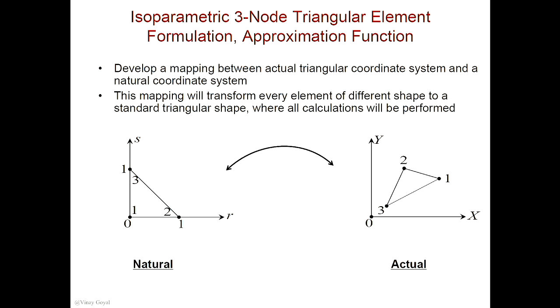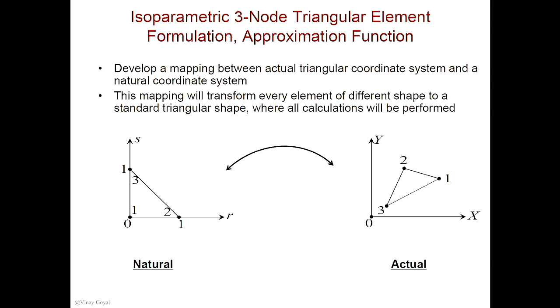So the actual triangle looks like this. The shape that's typically selected is in the RS system, a triangular shape like that with a side of one unit and a side of one unit. Typically, the first node selected here is node 1 at the right-angle vertex, and then the other vertices take 2 and 3. Okay, that's the numbering convention.